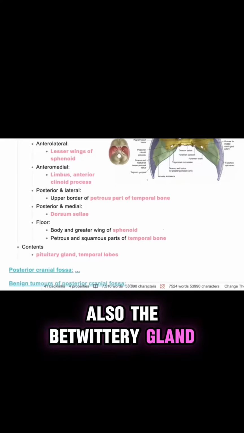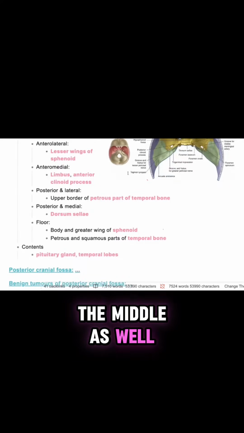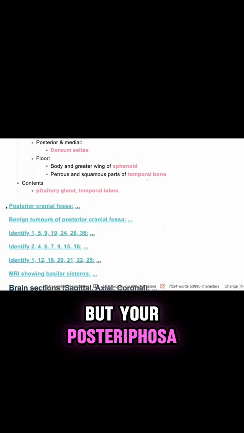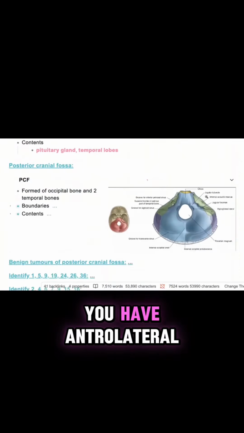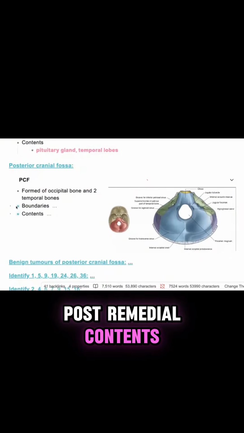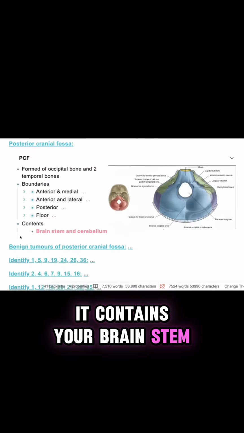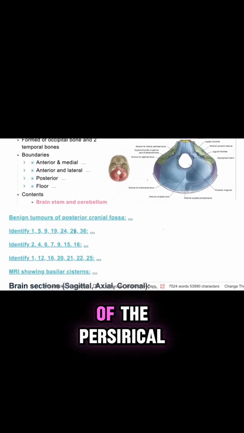Also, the pituitary gland will be in the middle as well. Fine. Your posterior fossa, again, we mentioned that. So you have anterolateral and posteromedial contents. It contains your brainstem and your cerebellum as well. What are the benign tumors of the posterior cranial fossa?